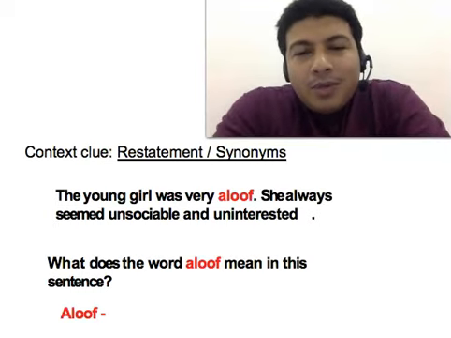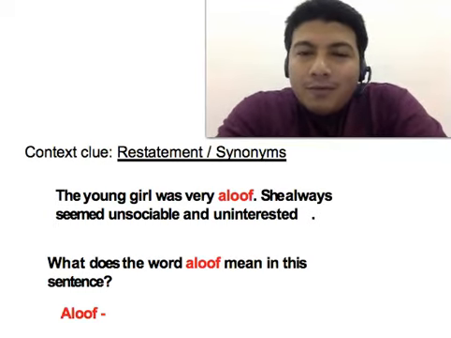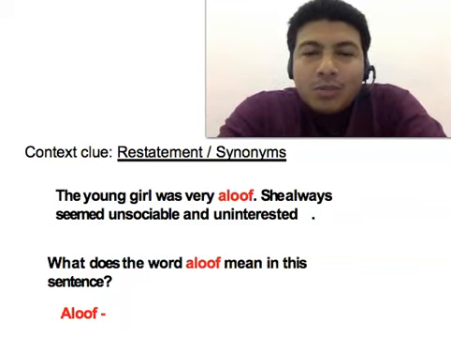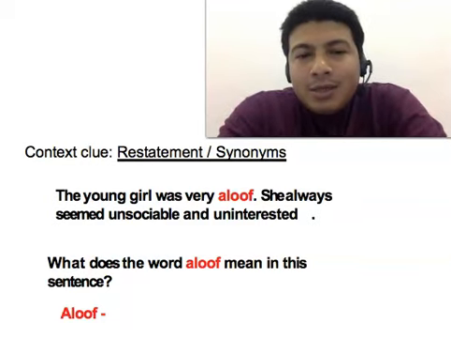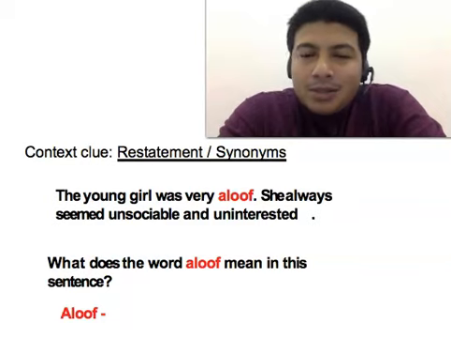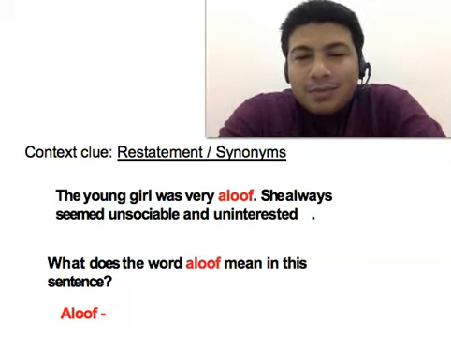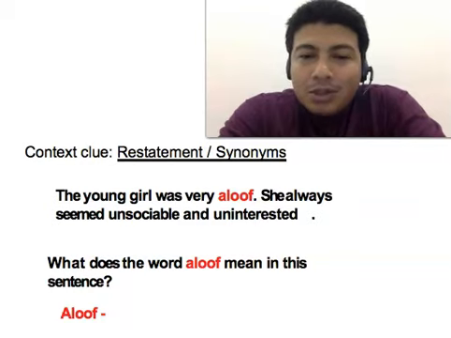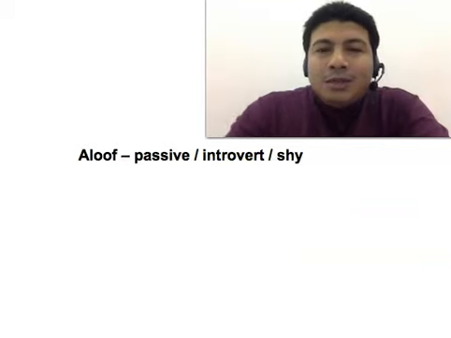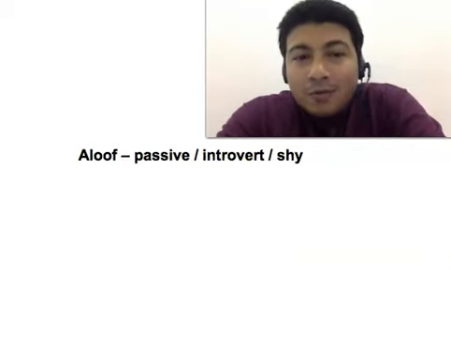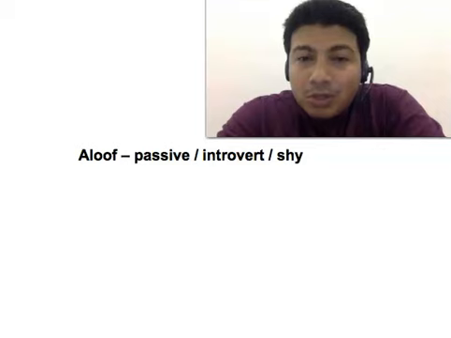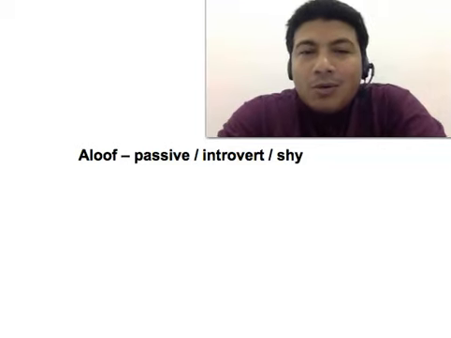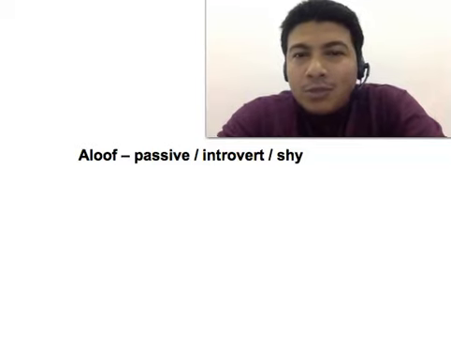The other example would be the young girl was very aloof. She always seemed unsociable and uninterested. So what does the word aloof mean in this sentence? So you can find the synonyms there. Unsociable or uninterested. Also, aloof means someone who is, of course, unsociable, uninterested, or could also be someone who is passive, someone who is introvert, someone who is shy.